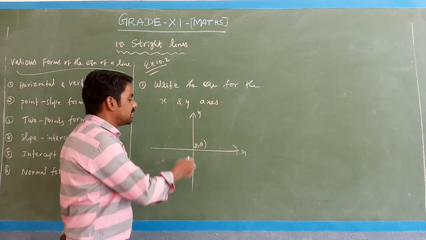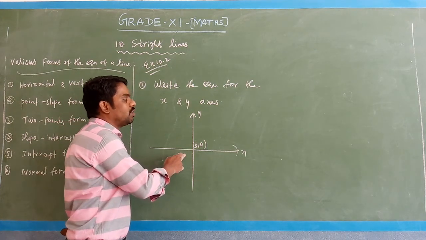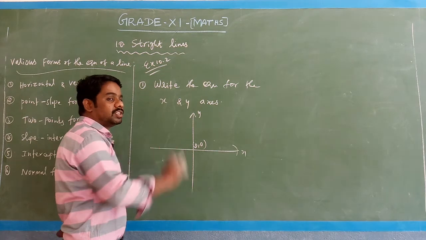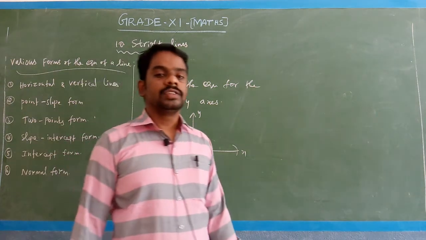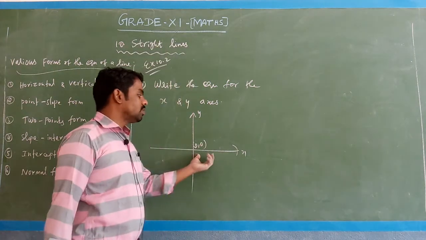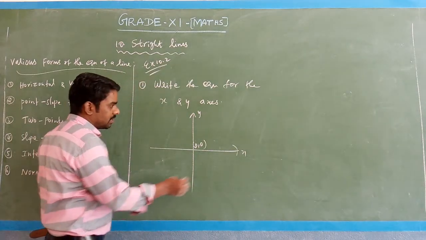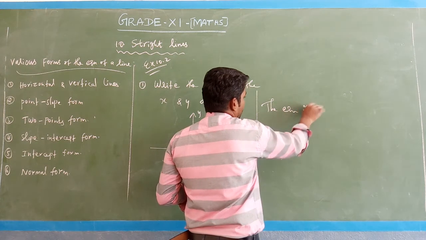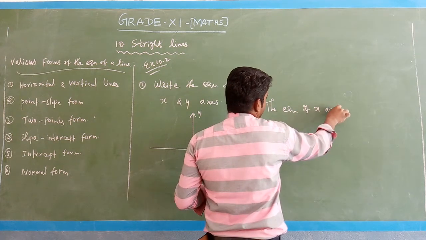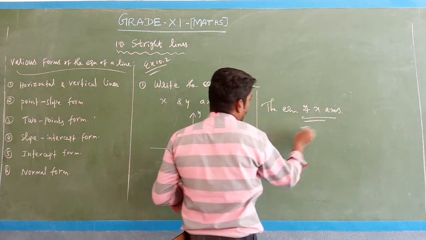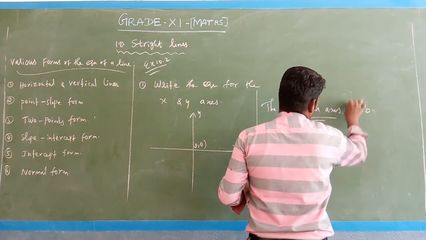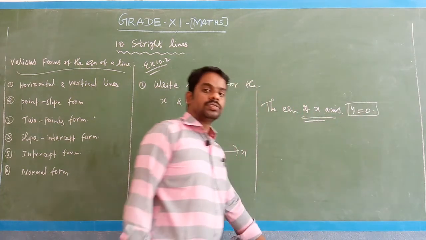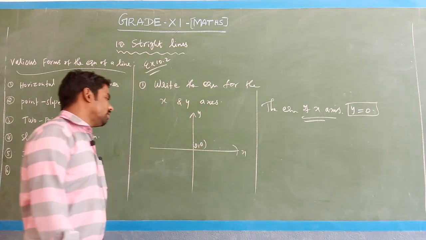For any point on the x axis, the value of y is 0. The y value is 0 on the x axis. So the equation of the x axis is y equal to 0. Okay, right.